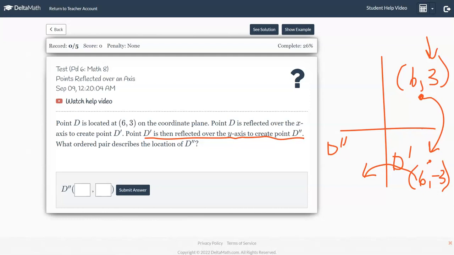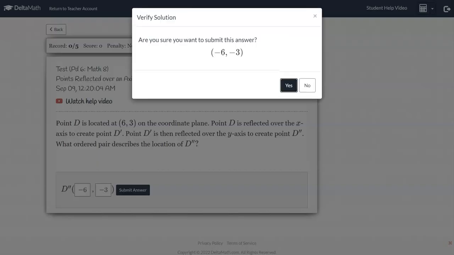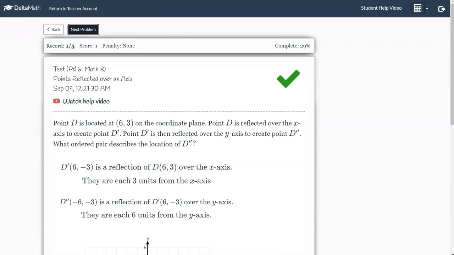And when we move this point over the y-axis, we change the x coordinate. Remember, it's always opposite. So if I'm going over the y, I change the sign of the x. So those are the coordinates of D double prime. D double prime is negative 6, negative 3. So I'm going to erase that drawing, and I'm going to type that in. Negative 6, negative 3. It was a double transformation, a double reflection.